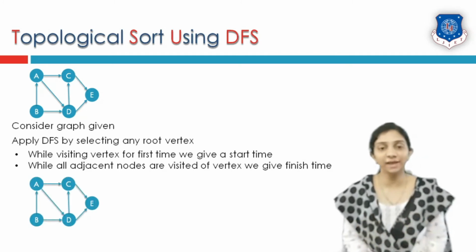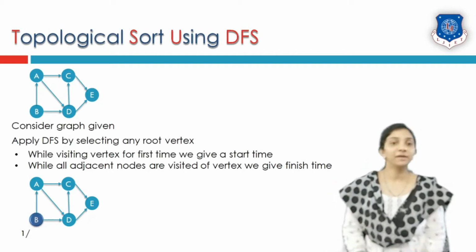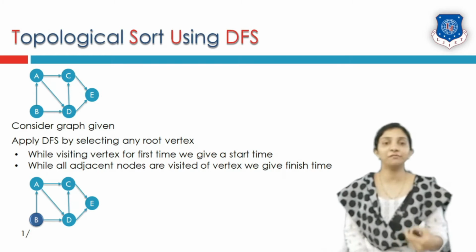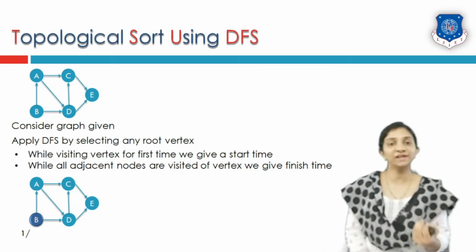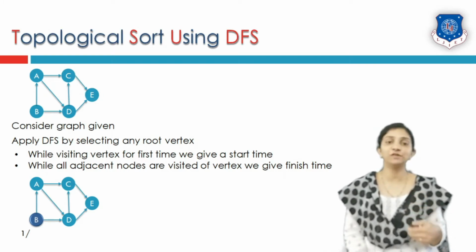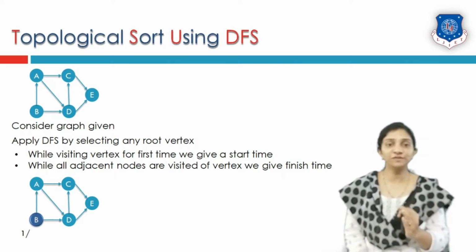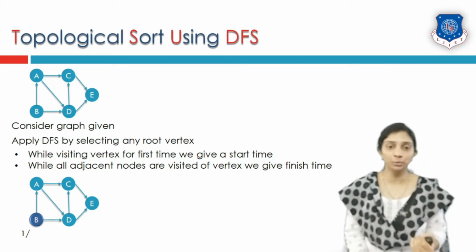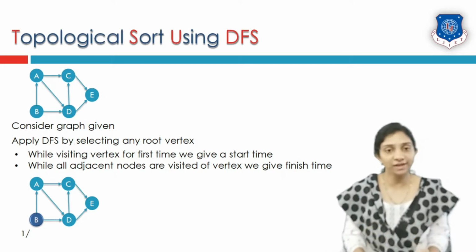Consider this is my graph. I have just merely copied the given graph itself. Now in this graph I must start from some root. Let us say I am choosing my root vertex as vertex B. You can choose vertex A as your root vertex, there is no harm in that. You can even choose C, D or E as your root vertex. Here I have chosen vertex B as my root vertex.